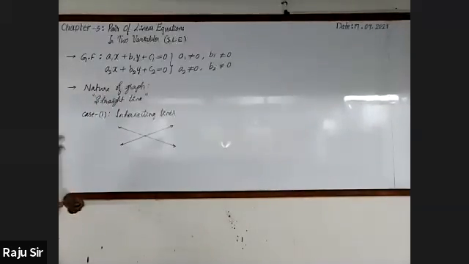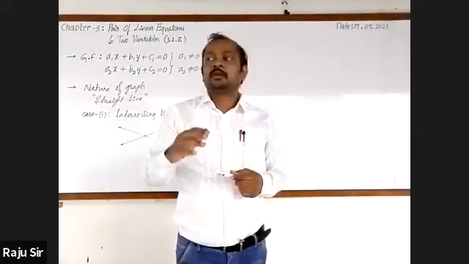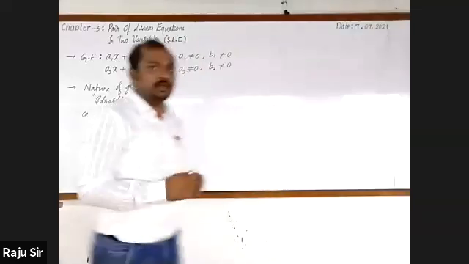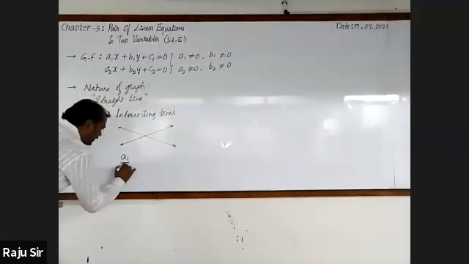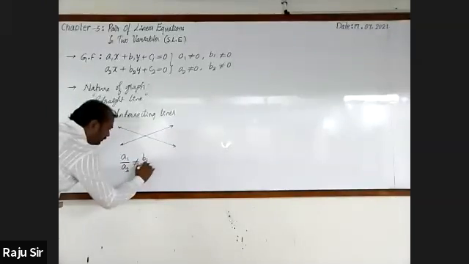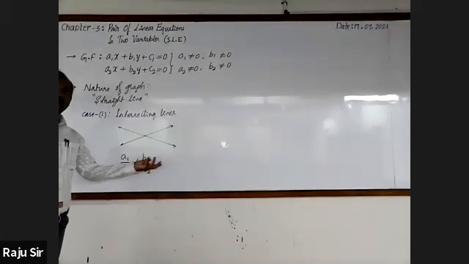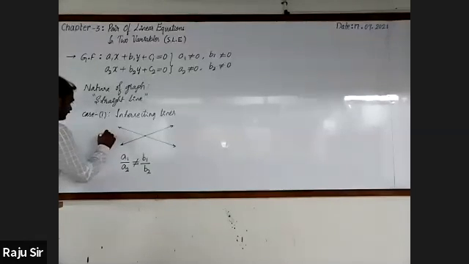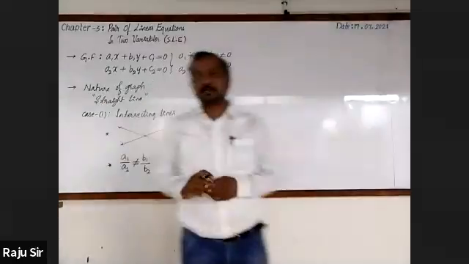A1 by A2 is not equal to B1 by B2. You may say the first two ratios are not equal, right? That can be written as A1 by A2 is not equal to B1 by B2, whereas C1 by C2 may be equal or not, but this condition should hold good. It is for testing lines.